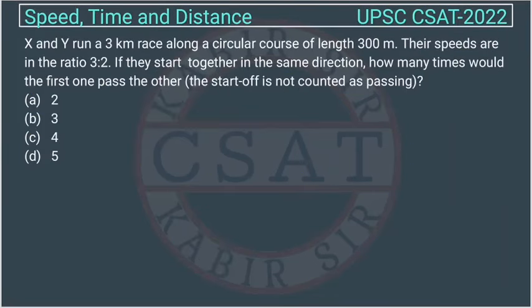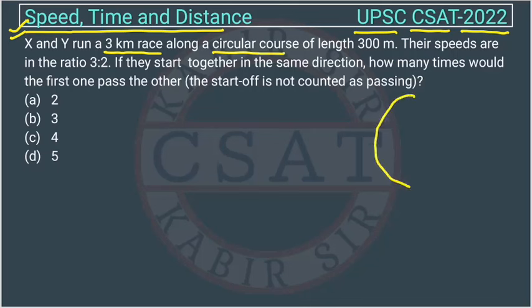So this is a question from the chapter Speed, Time and Distance asked by UPSC in their CSAT paper of 2022. So this kind of questions are asked by UPSC frequently. So just focus on this question. X and Y run a 3 kilometer race along a circular course, right? So there is a circular course. Suppose this is a starting point, and X, Y are standing here.